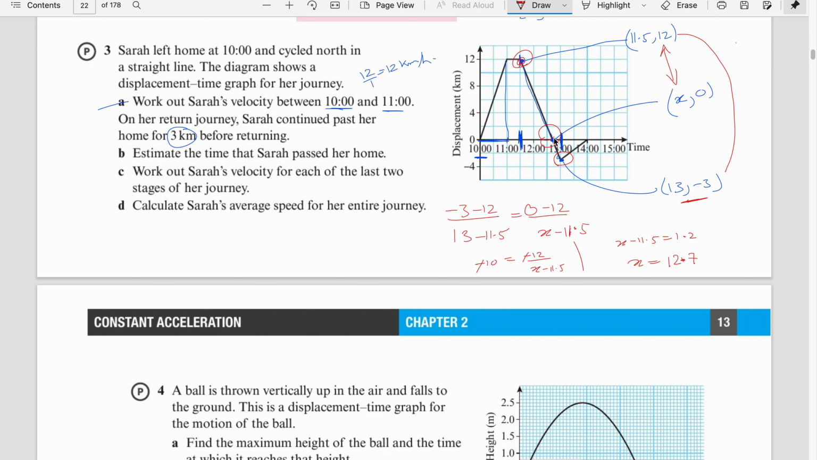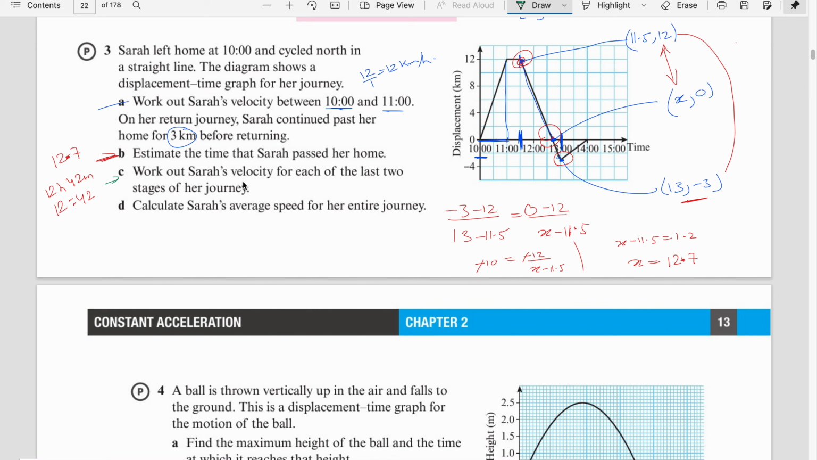Now this point right here is 12.7. Let me just write and then we'll convert it back. This is 12.7. Now I'm going to convert this 0.7 into minutes. So that is 12 hours, and 0.7 into 60 gives me 42. So 12:42 is this point when she crosses her home. Clear?